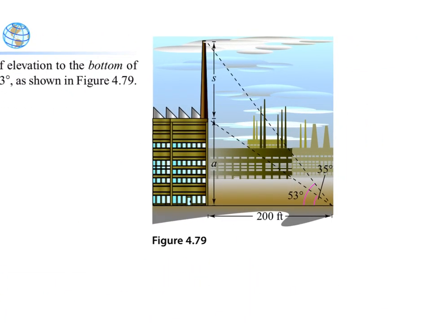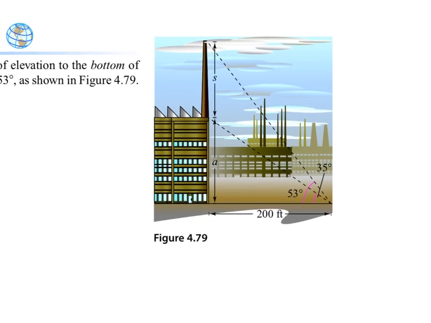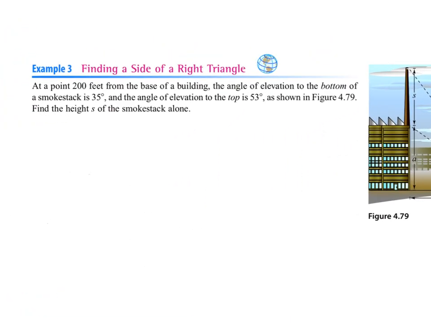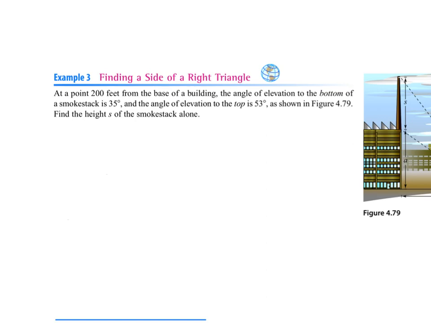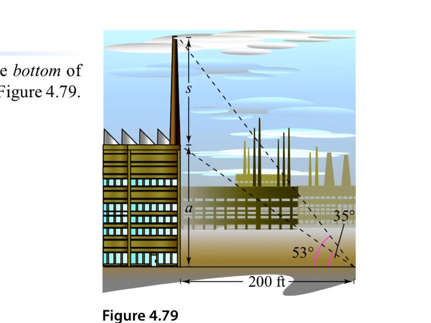Look at this picture. How many triangles do you see? 2. So you're going to have a question like this. There's no reason for you to freak out. You won't have a picture, so it's best if you draw one. But it says at the point 200 feet from the base of a building, the angle of elevation from the bottom of the smokestack is 35 degrees. And the angle of elevation to the top is 53 degrees. So do you see in this picture, here's the bottom of the smokestack. And here's the top of the smokestack. Do you see how the two different triangles are formed?